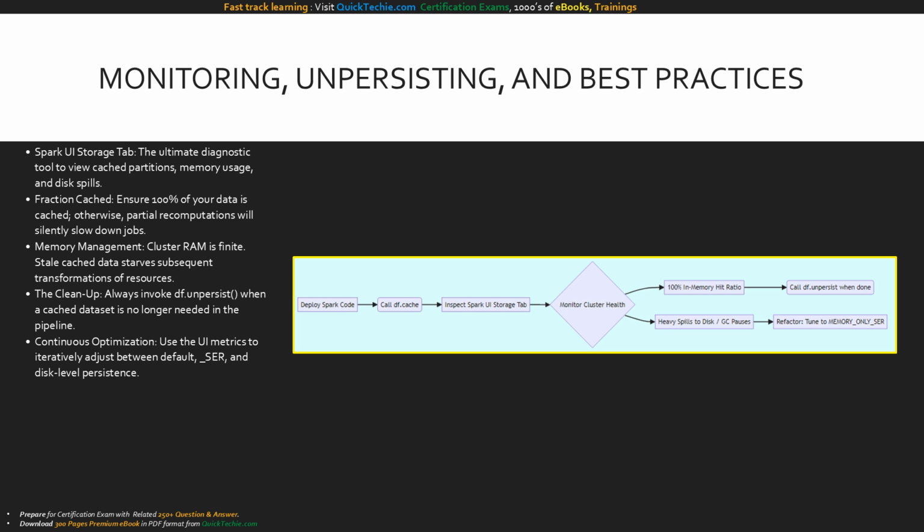But if you see massive, unexpected spills to disk or crippling garbage collection pauses, you follow the bottom path. That is your diagnostic signal to refactor your code and tune your storage level, perhaps switching to a serialized format like memory-only SER. Keep this development lifecycle firmly in mind on your daily projects.